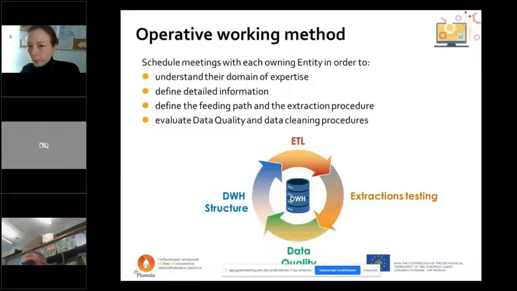So the operative working method, which I already gave a link to, was to schedule meetings with each owning entity in order to understand their domain of expertise, define detailed information, define the feeding path and extraction procedures, and evaluate data quality and data cleaning procedures.